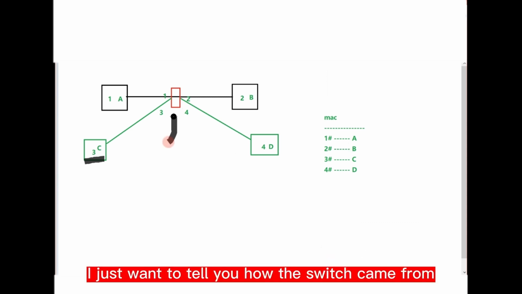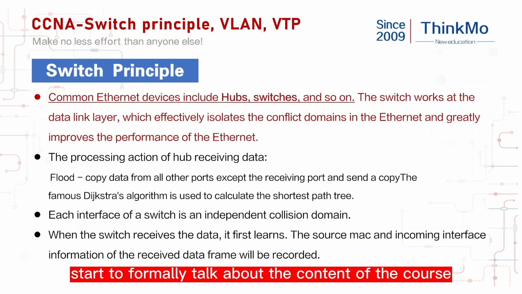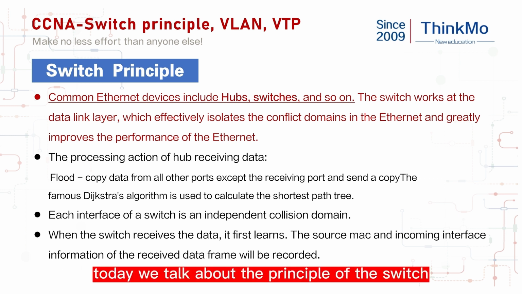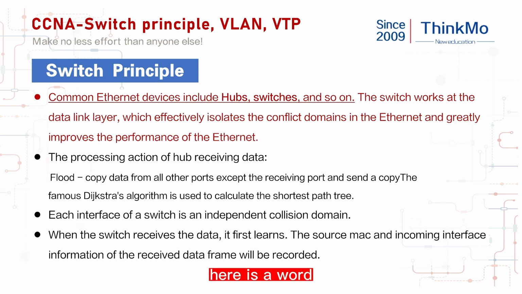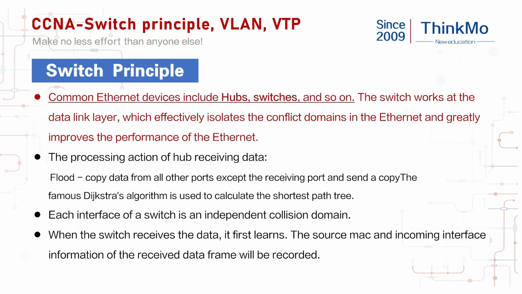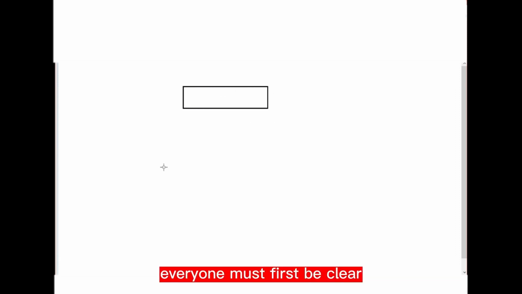I just want to tell you how the switch came about. Then we will start to formally talk about the content of the course. Today we talk about the principle of the switch. Here is a word: Ethernet devices, including hubs and switches. These are the two most typical devices. Let's do a brief review. We just talked about hubs. For devices such as hubs, everyone must first be clear.